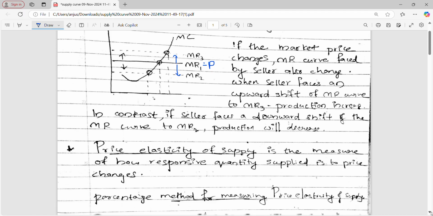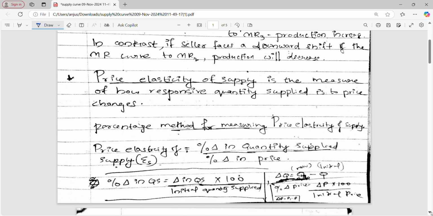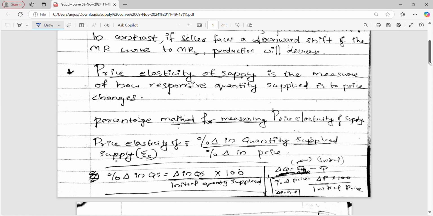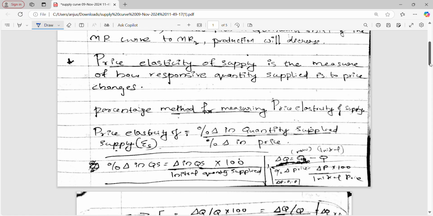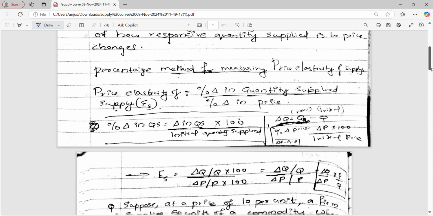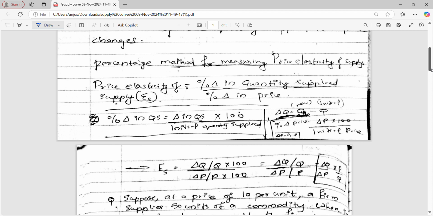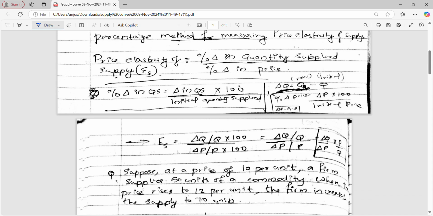Next is price elasticity of supply. The concept is the same as demand elasticity. Price elasticity of supply is the measure of how responsive quantity supplied is to price changes. How does the quantity supplied respond to a change in price? We are using the percentage method of measuring price elasticity of supply, that is equal to percentage change in quantity supplied divided by percentage change in price.